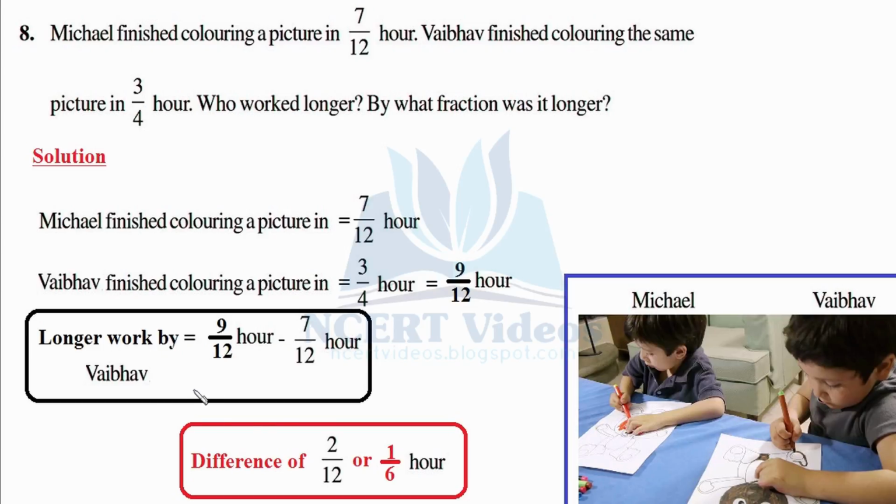And how much? Because we were also asked by what fraction, so we have to take simply the difference. We can do it because they are like fractions, because the denominator is the same. So how much is 9 minus 7? It is 2. 2/12, it can be made in simpler terms, that is 1 to the 2, 6 to the 12, or you can say by 1/6 of an hour. So the conclusion is Vaibhav worked 1/6 of an hour extra or more than Michael. So that was the last question, question number 8.